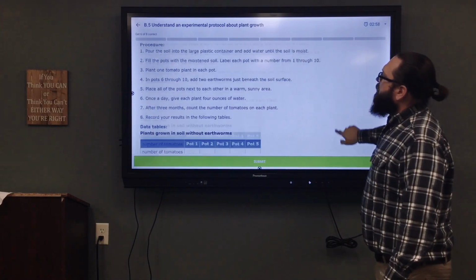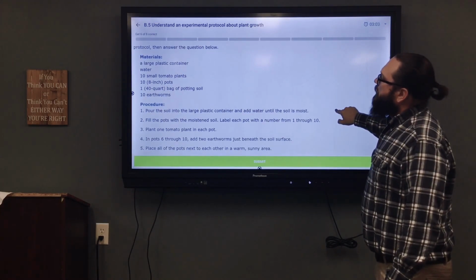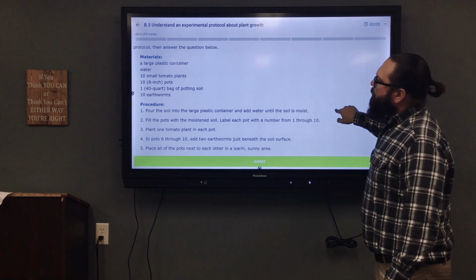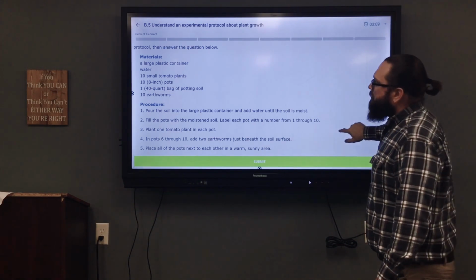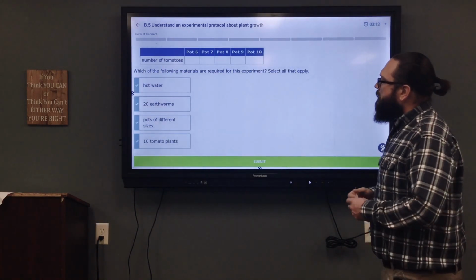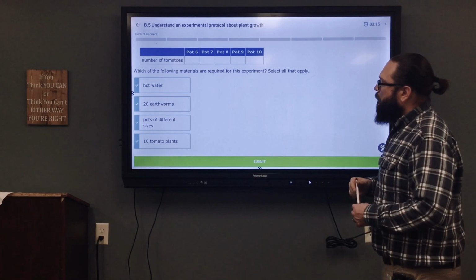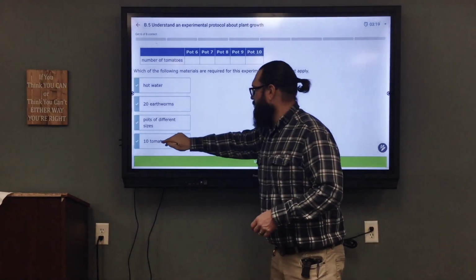Well, let's see what it says again. It says 10 8-inch pots, which means that each pot needs to be 8 inches. So that is not a requirement. And then finally, 10 tomato plants, which is a requirement. There's 10 pots, 10 plants.